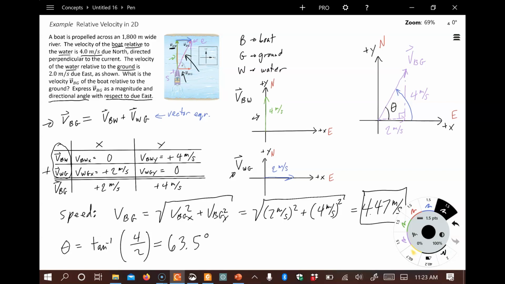It means that we're going to start here in the east direction, right? So write that last. And then we're going to move how far? 63 degrees toward which direction? We're moving towards the north as we go up, right? So this is going to be 63.5 degrees north of east. And there we've got our direction with respect to due east as a cardinal direction.